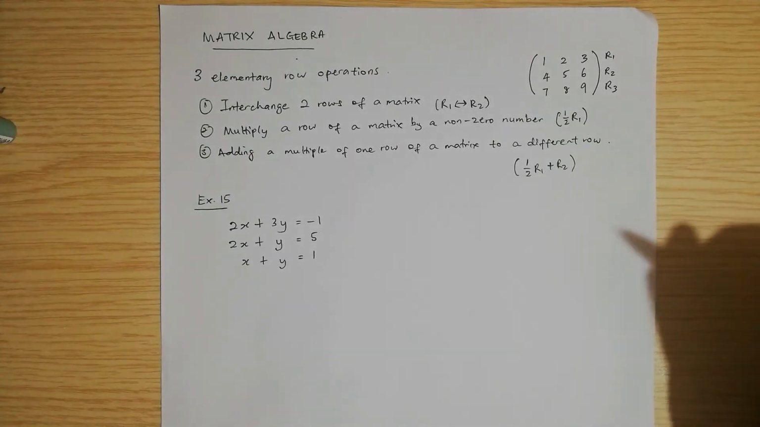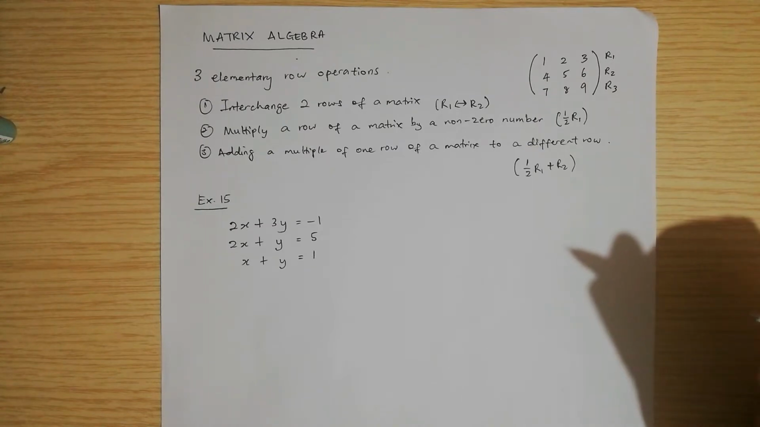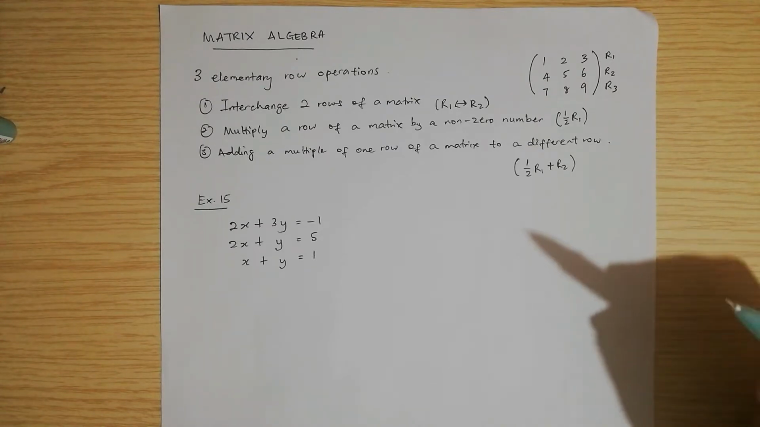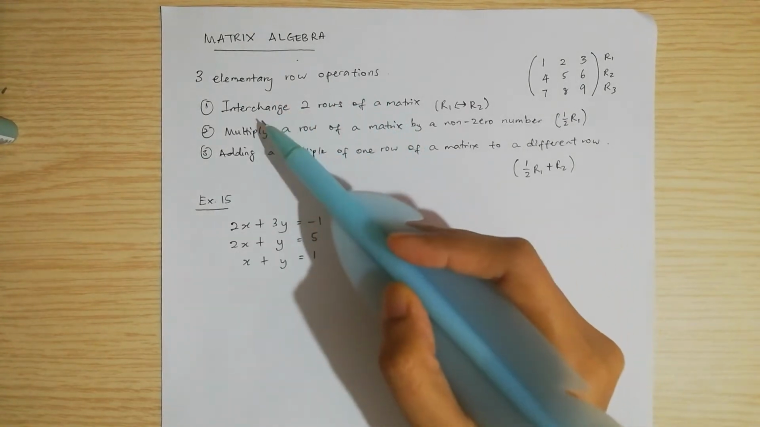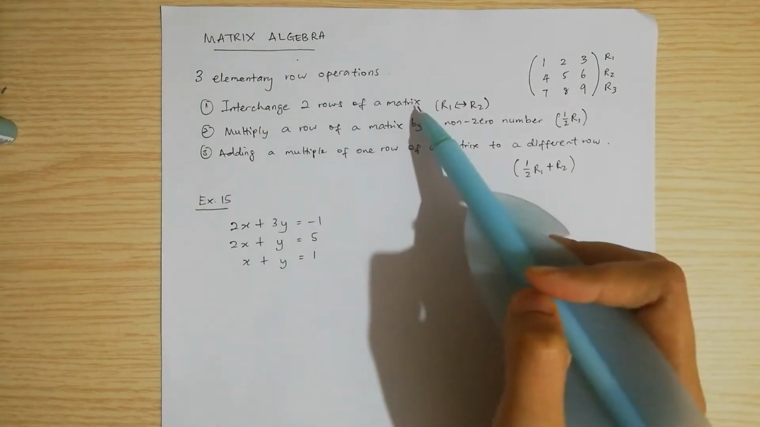In this video, I want to show you how to solve matrix algebra using the Gauss-Jordan method. Before that, you have to know that there are three elementary row operations. The first one: interchange two rows of a matrix.